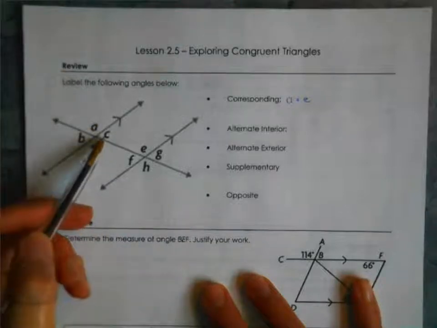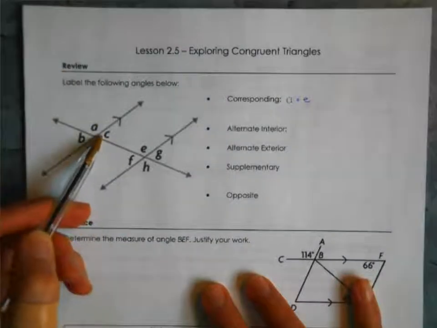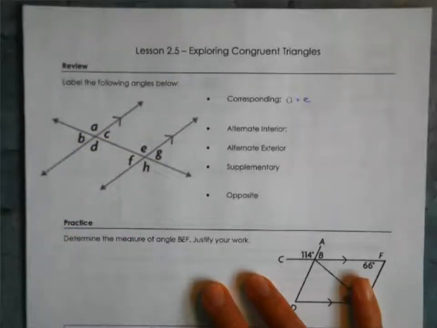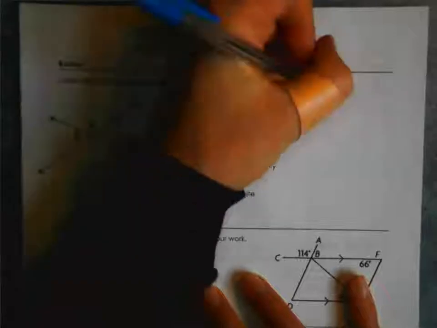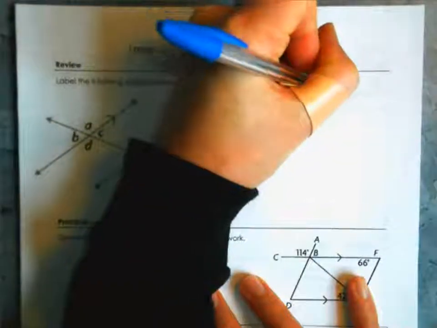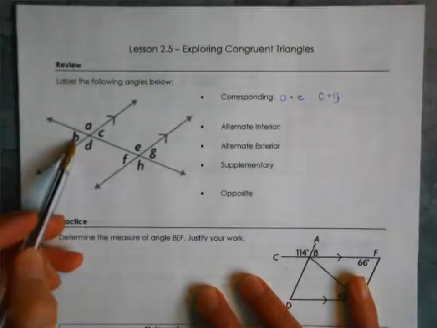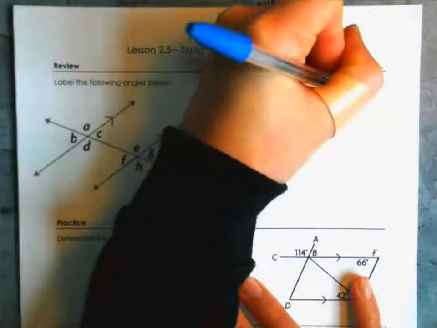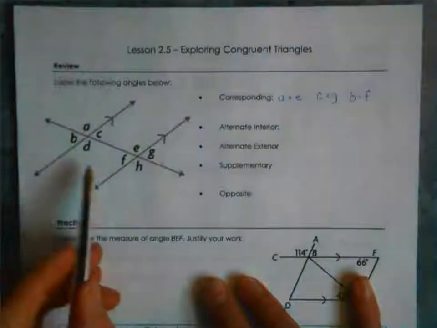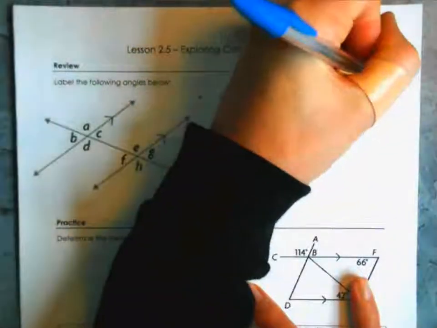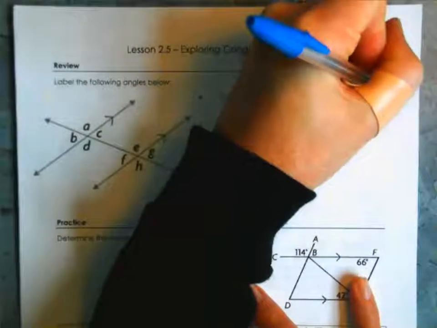If we move down, angle C here, on the lower part of the parallel line, is corresponding with angle G. So we can say C is equal to G. If we move over here, angle B is corresponding to F. So we can say B equals F. And lastly, we can say that D is equal to H. So they are also in the same spot, D and H.